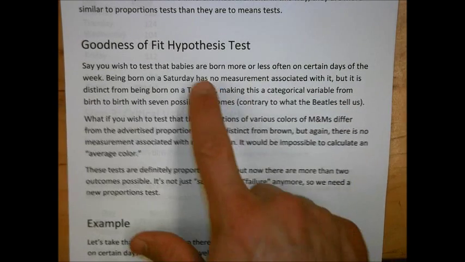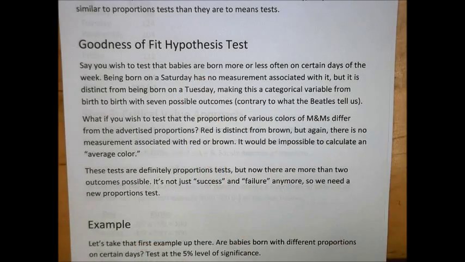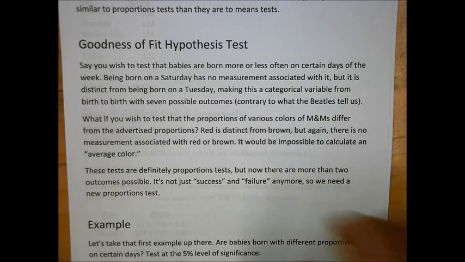Say you wish to test that babies are born more or less often on certain days of the week. Being born on a Saturday has no measurement associated with it, but it is distinct from being born on a Tuesday, making this a categorical variable from birth to birth, with 7 possible outcomes, those being Monday through Sunday.